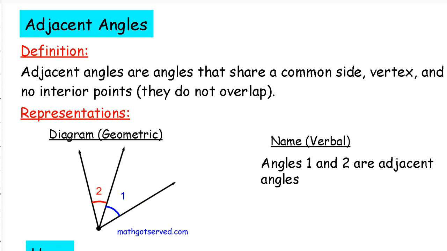All right, so the first one is adjacent angles. Now, what are adjacent angles? The definition is as follows. Adjacent angles are angles that share a common side, vertex, and no interior points. So if the two angles share no interior points, that basically means that the angles do not overlap.